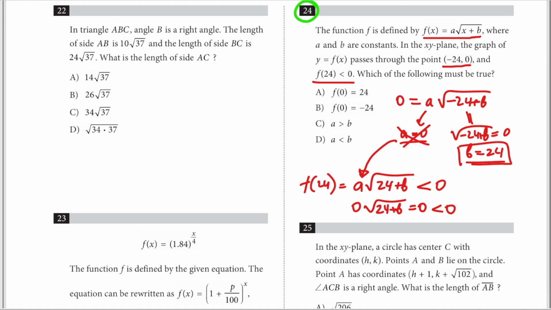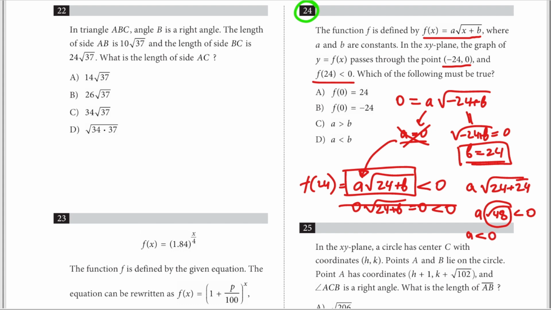That for sure is the condition. So now, in this equation here, if you plug in b is equal to 24, we're going to get a times square root of 24 plus 24. We don't even have to plug it in, but let's just plug it in. So we get a root 48, which is less than 0. Now, this root 48 is greater than 0, so a itself has to be less than 0. That's the only way that's possible. So what we have is b is equal to 24, and a is less than 0.